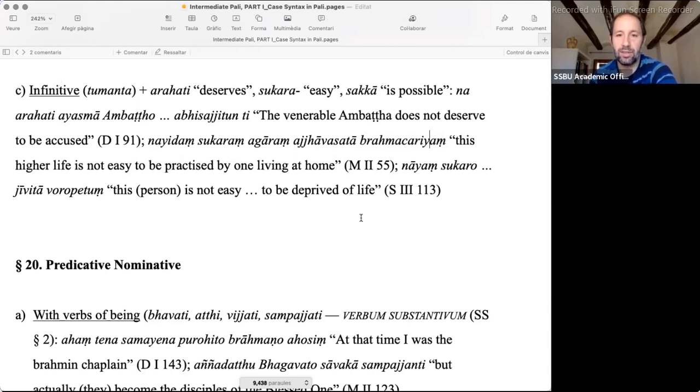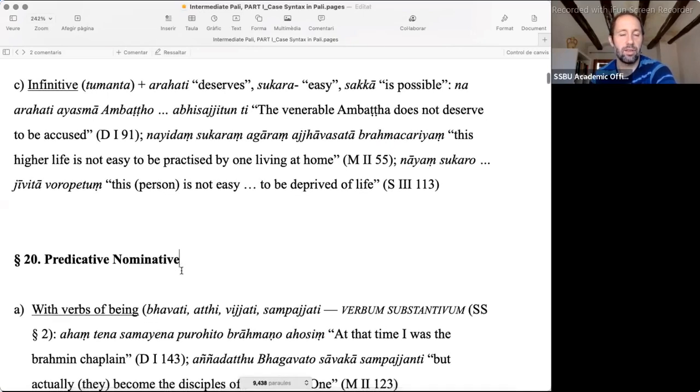So these examples here, and then nayam sukaro jivitavoropetum with an infinitive. So the infinitive is the subject of the sentence. So na ayam jivitavoropetum sukaro hoti. We have to understand hoti. See that in English we are using "is." That means hoti.